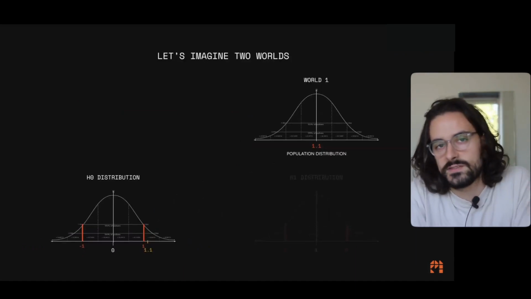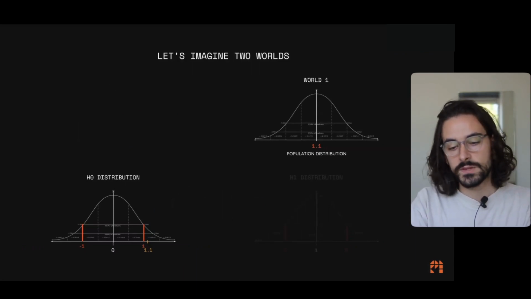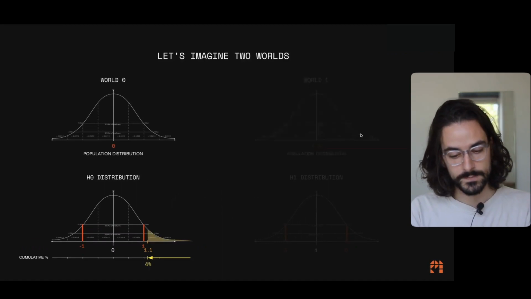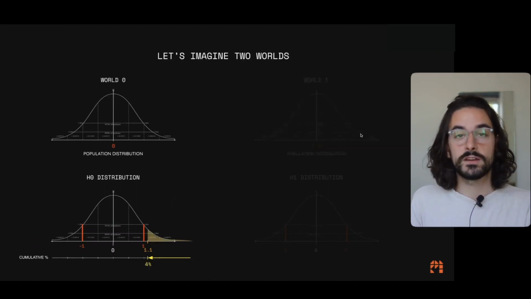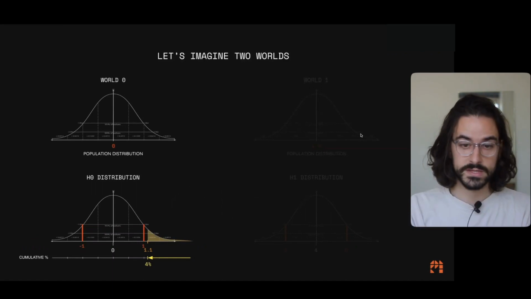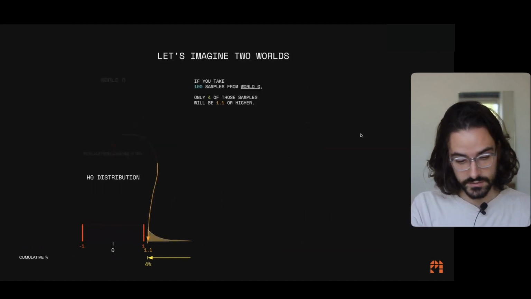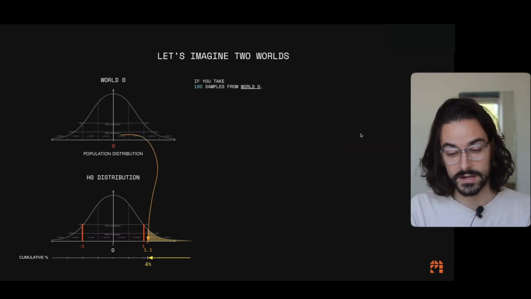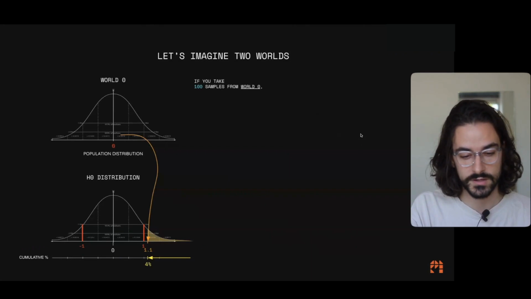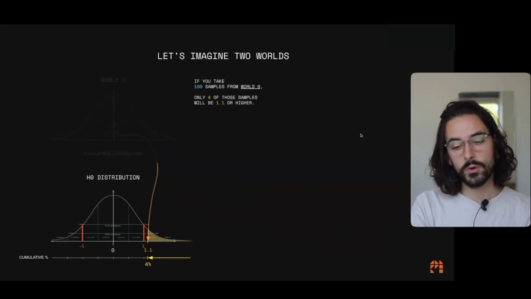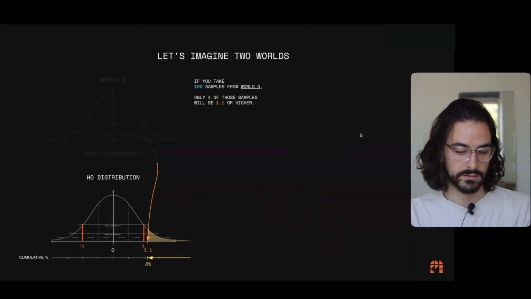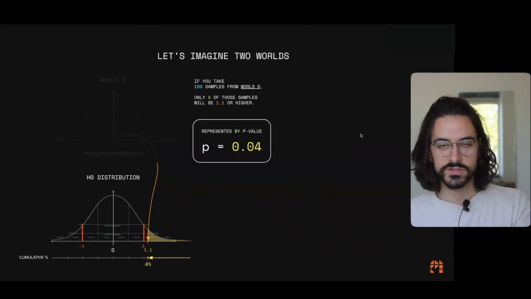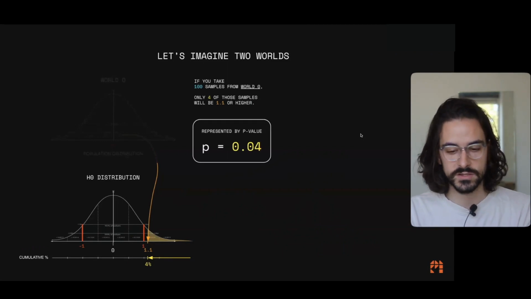Well, never sure, right? That's the whole point of statistics. But this is our world 1 distribution. This is our world 0 distribution, okay? This is the 0. This is the 1.1. Now, remember the cumulative thing. If we start from there, it ends at 4%, right? So in world 0, there's a 4% chance that... let's look at this together. If you take 100 samples from world 0, only 4 of those samples will be 1.1 or higher, right? Because that's what the 4% is telling us. Represented by the p-value, p equals 0.04, which is the p-value that we would have found in this situation.